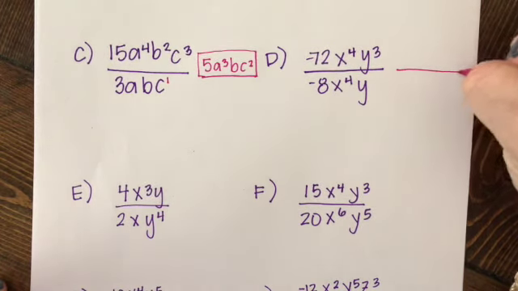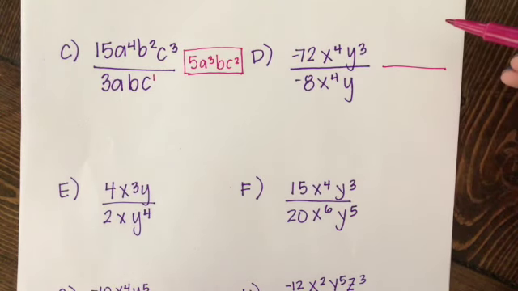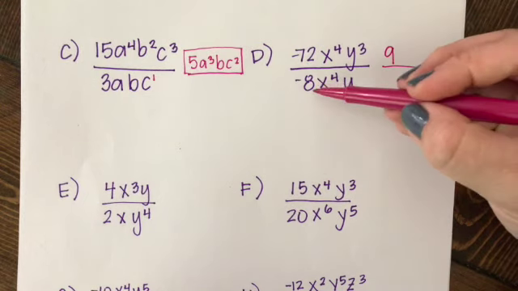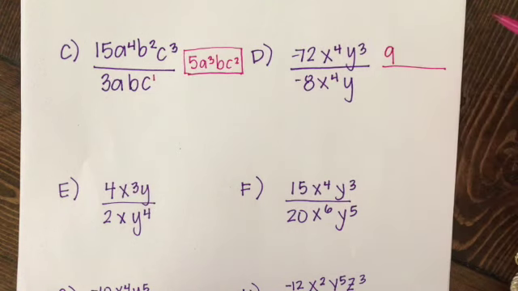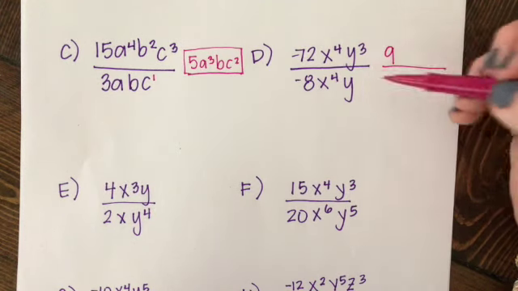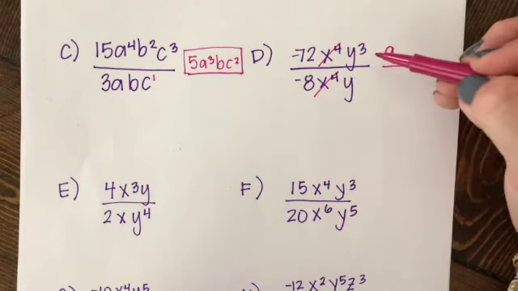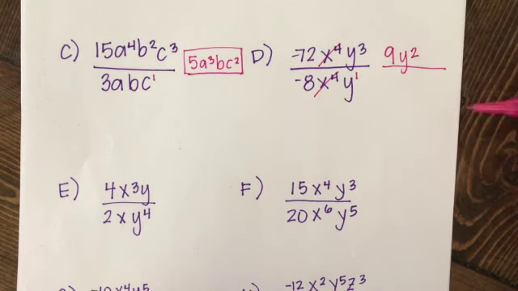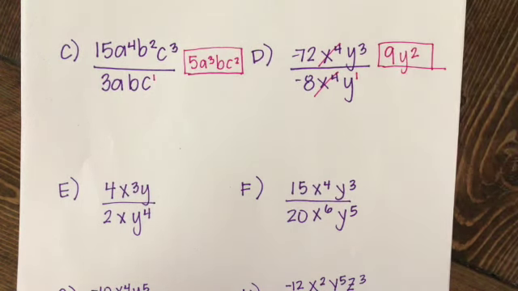Letter D, setting up my fraction bar. So negative 72 divided by negative 8, what are those both divisible by? They're both divisible by 8. And a negative divided by a negative is a positive, so that just leaves me with 9. 8 goes into 72 9 times. Then if I have x to the fourth on top and x to the fourth on the bottom, what is x to the fourth divided by x to the fourth? It's just 1, right? Those cancel each other out. So now 3 minus 1 would be y squared. Are there more y's in the numerator or the denominator? There's 2 more in the numerator. So that's my answer.